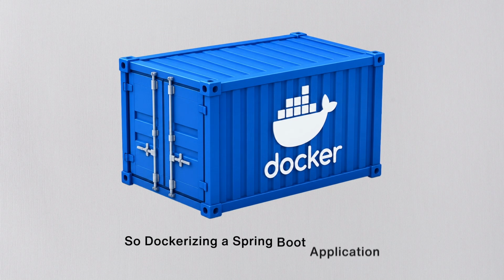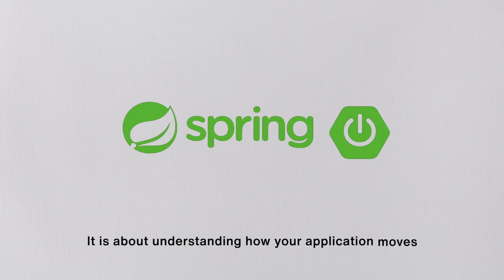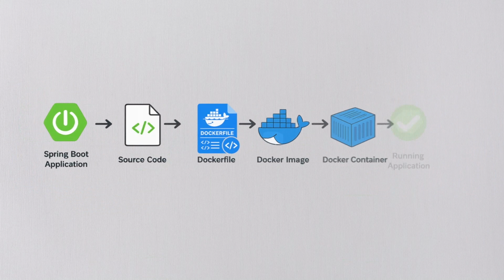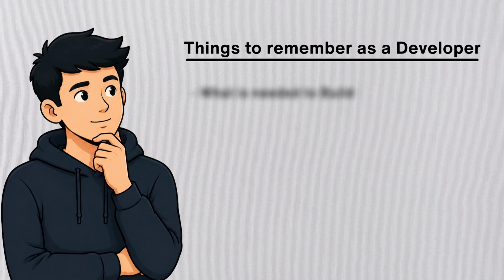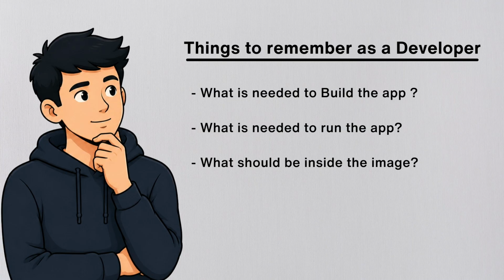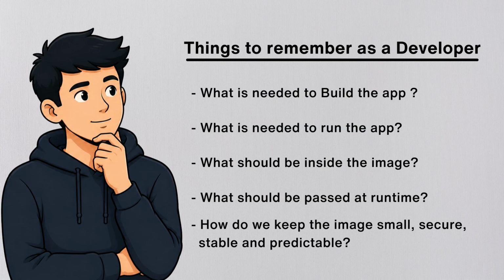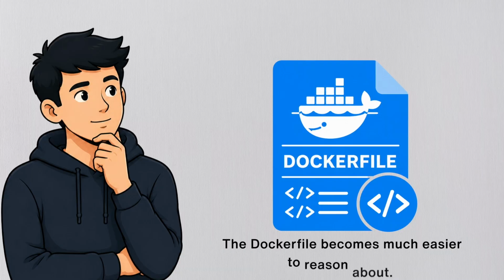So Dockerizing a Spring Boot application isn't just about writing a Dockerfile. It is about understanding how your application moves from the source code to a running service. As a developer, you should think about what is needed to build the app, what is needed to run the app, what should be inside the image, what should be passed at runtime. How do we keep the image small, secure, stable, and predictable? Once you understand those ideas, the Dockerfile becomes much easier to reason about.